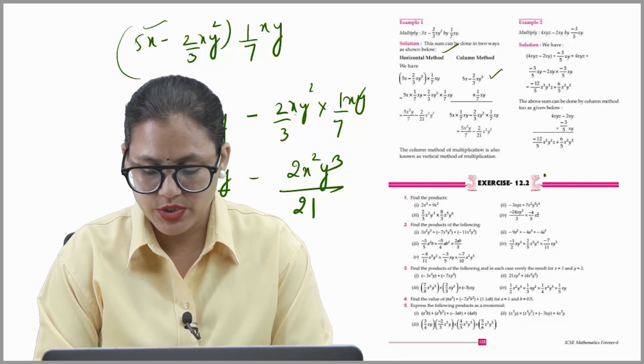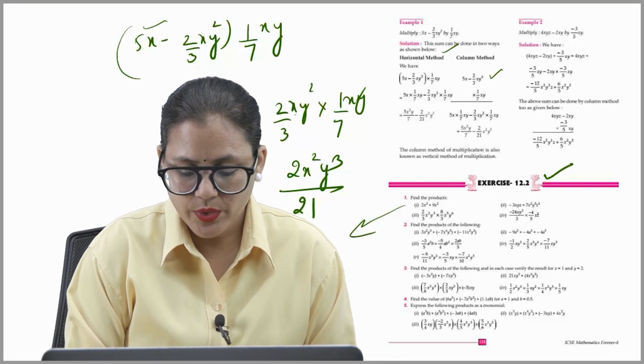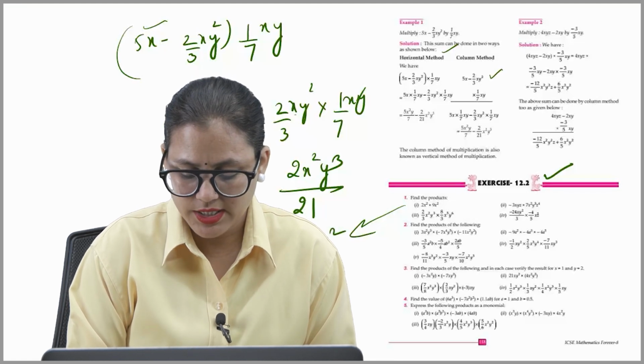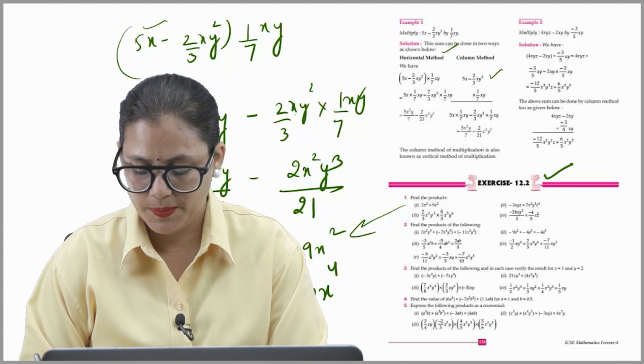Let's do exercise 12.2. Find the product. 2x square into 9x square. 2 into 9 is 18. x is 2 plus 2, x raised to the power 4.